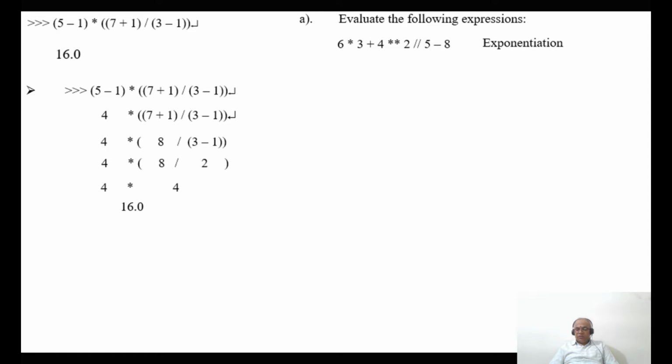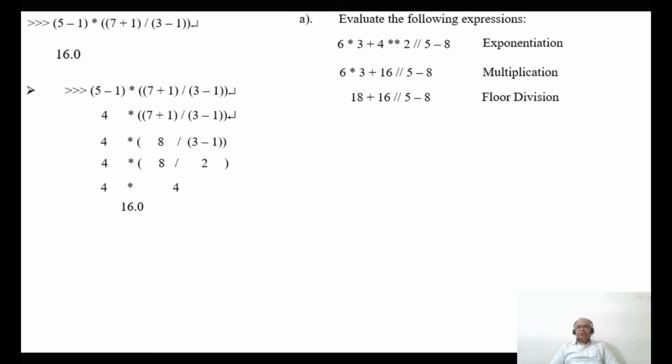So the exponent is considered. So 6 star 3 plus 16, then you have floor division 5 minus 8. Then you have the multiplication part, which is evaluated now. 6 star 3 becomes 18 plus 16 floor division 5 minus 8. Then it will take floor division, 16 by 5.